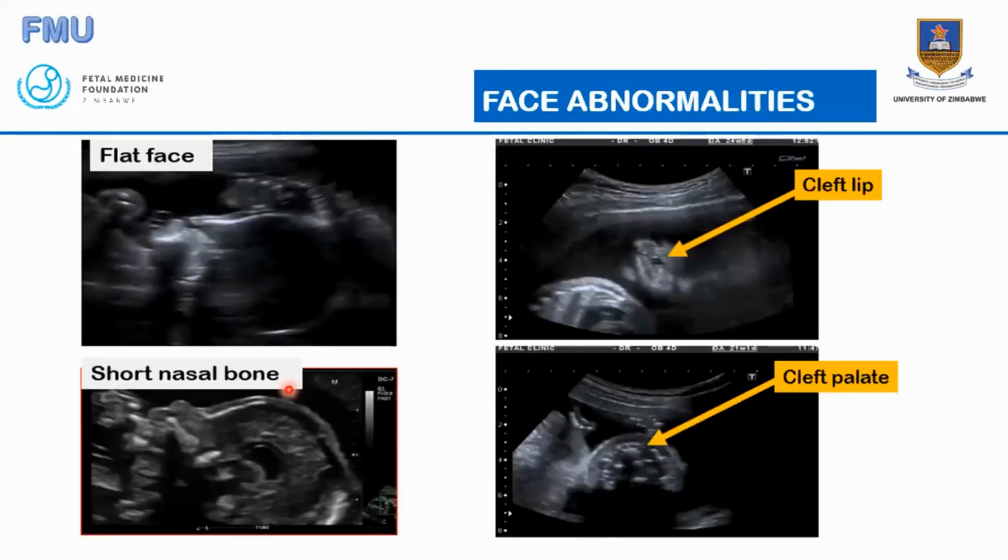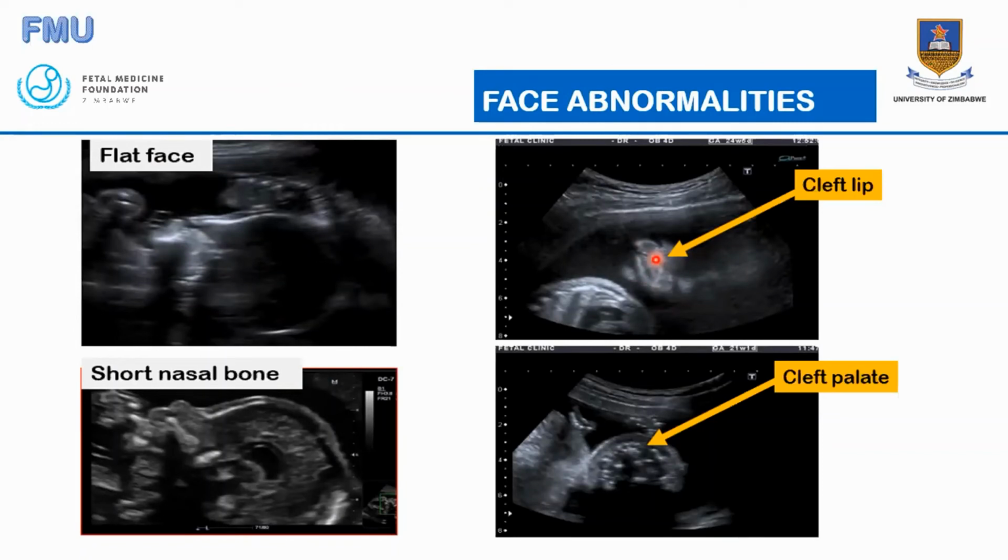Some other fetal abnormalities that you may come across: a flat face. I showed you a profile. Look at this one. This was a flat face in a baby who turned out to have trisomy 13. Trisomy 13, one of our babies. Look at how flat it is. Look at the nasal bone. Everything is flat here.